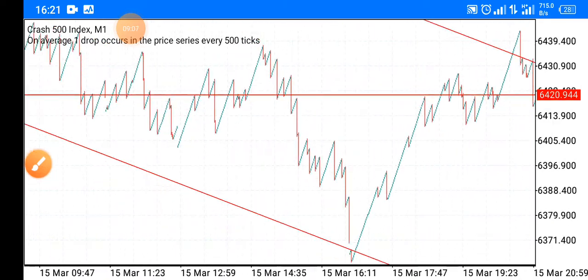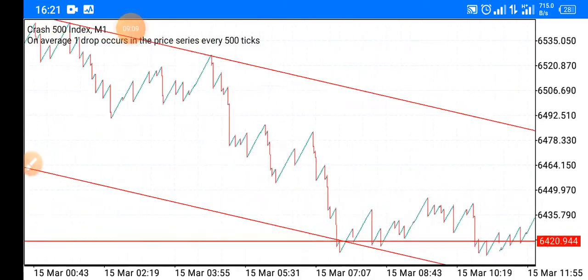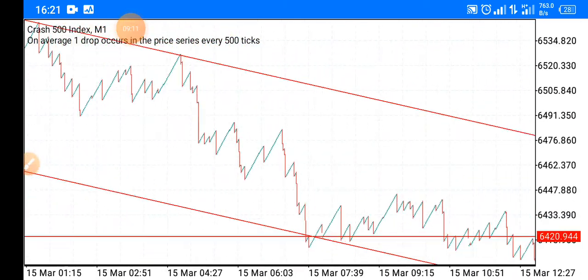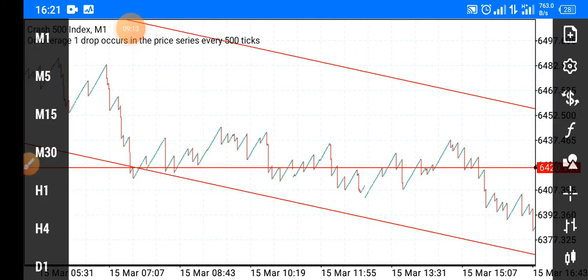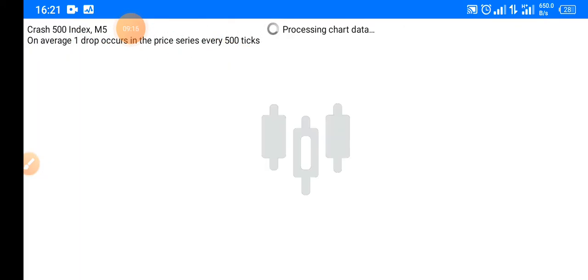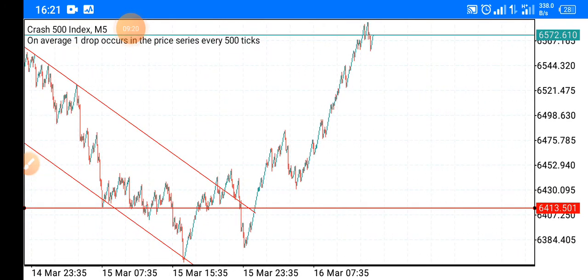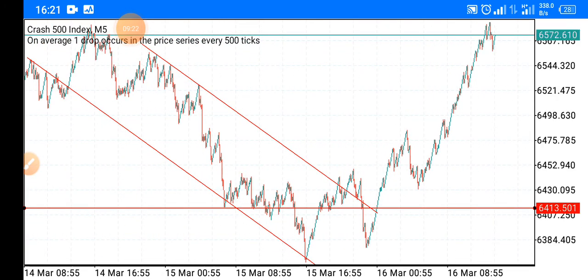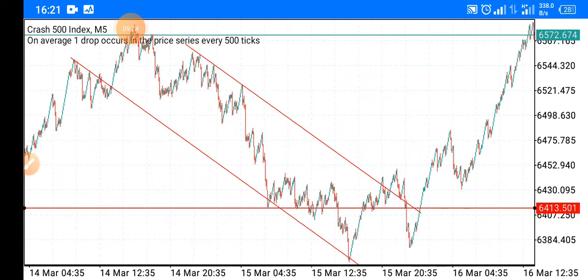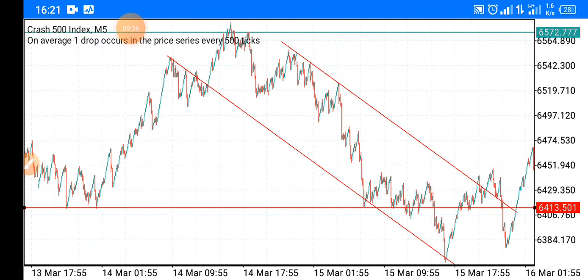So you must practice. I think I see a larger flag here. Let me go to the 5-minute chart. A flag doesn't always have to be small. For example, right in here, this is a flag right here.